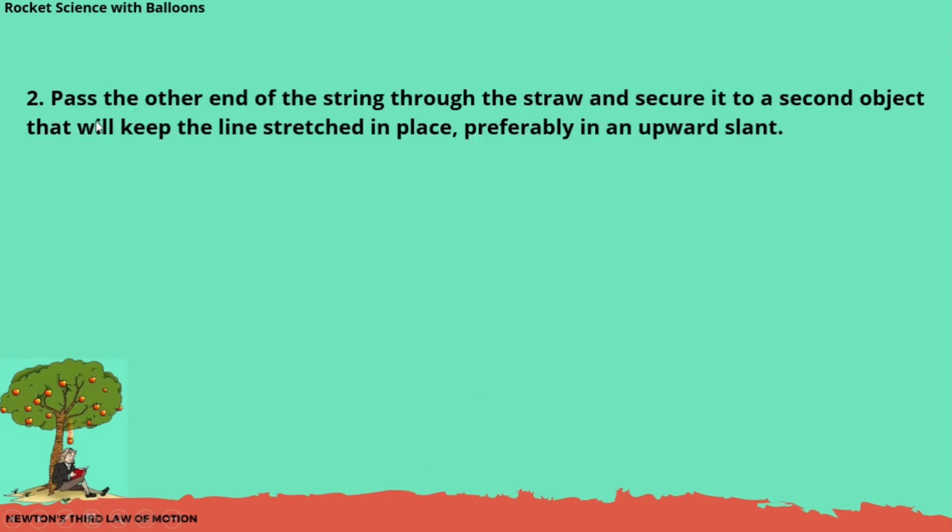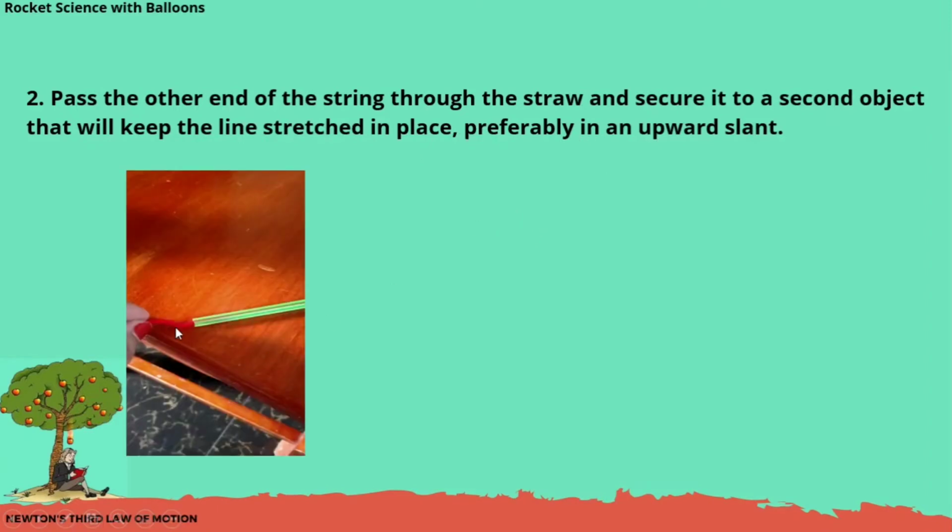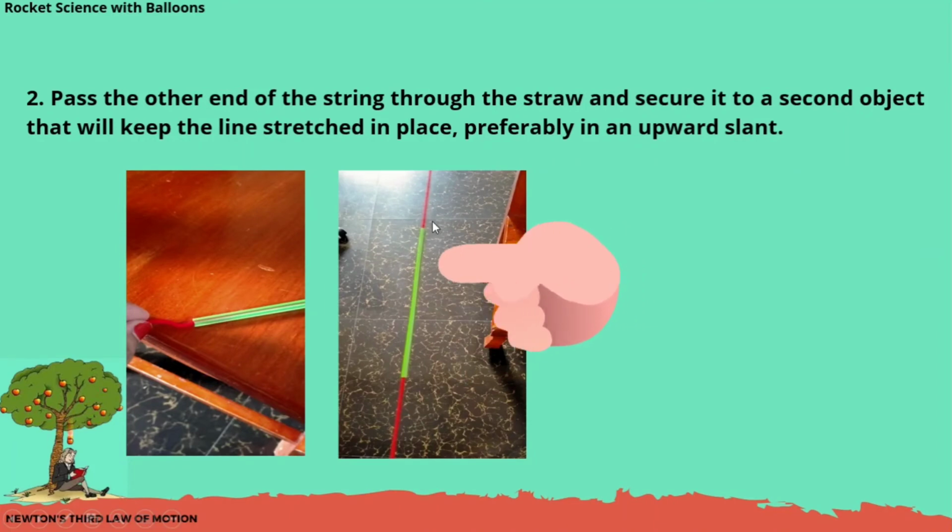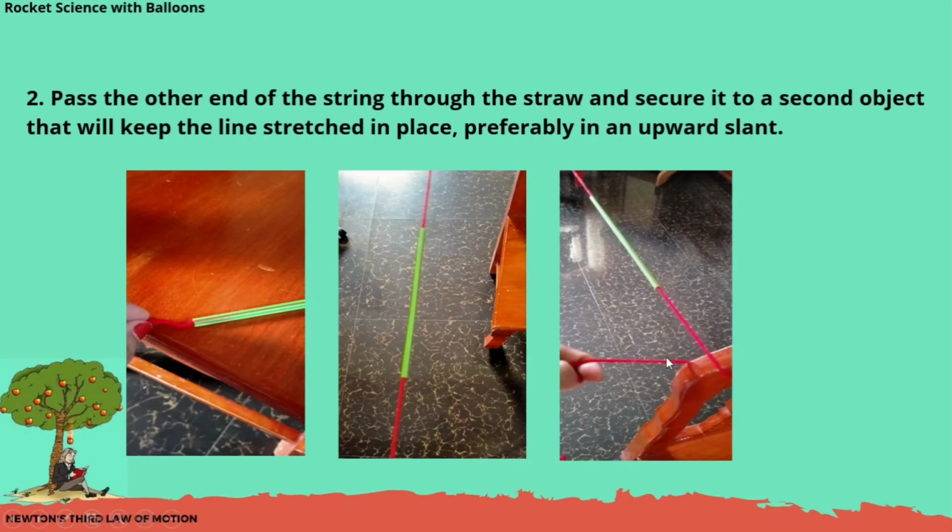Number 2. Pass the other end of the string through the straw and secure it to a second object that will keep the line stretched in place, preferably in an upward slant. So, what you will do is insert your string or yarn into the hole of the straw, like this one. So, now the string is inside the straw. And then, you will tie it to another object. What I did here is tie it to a chair.